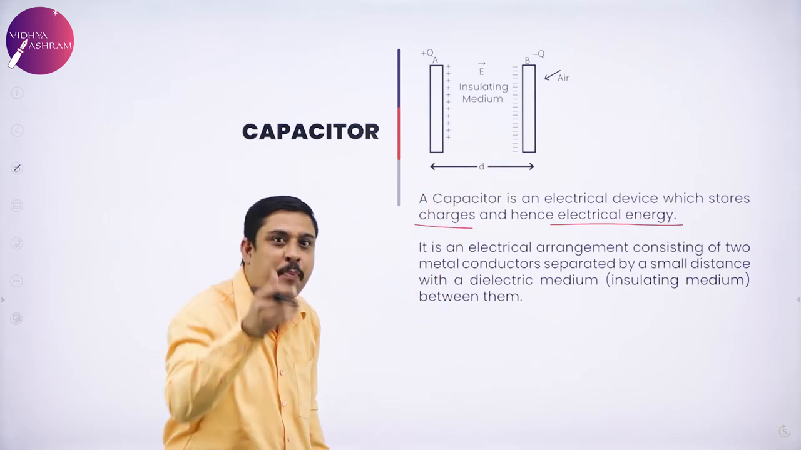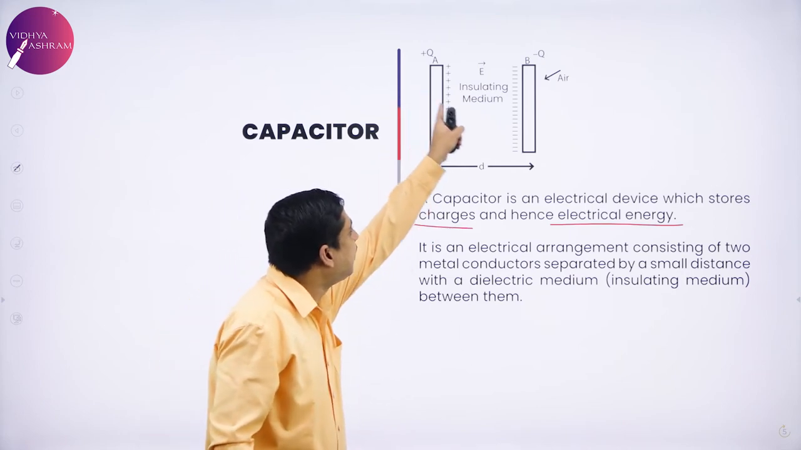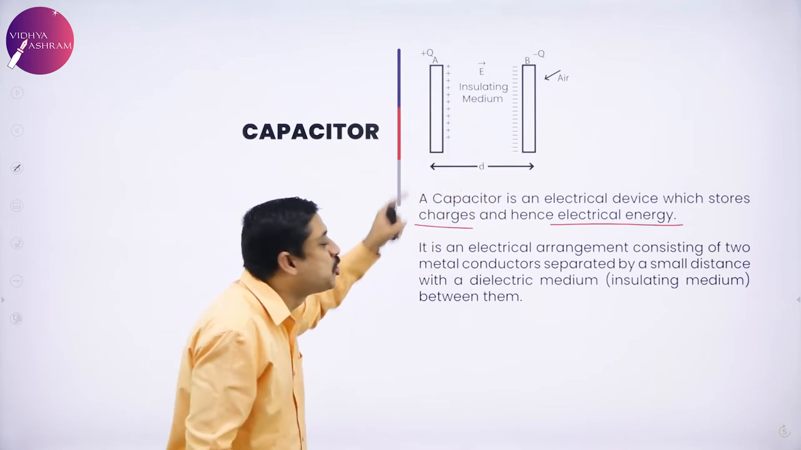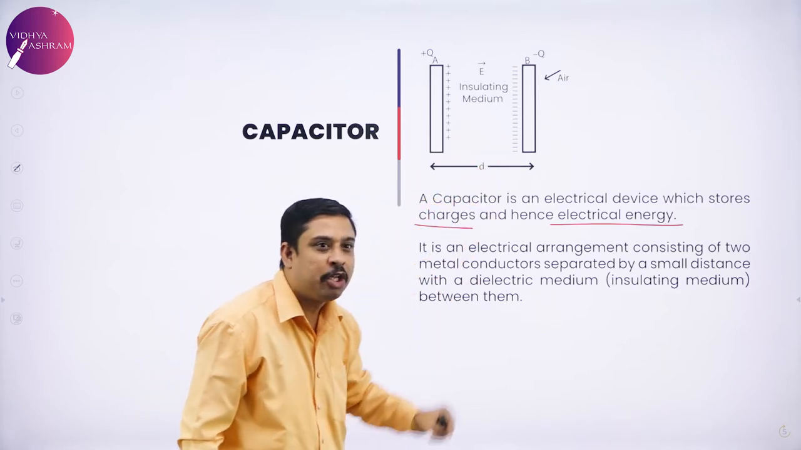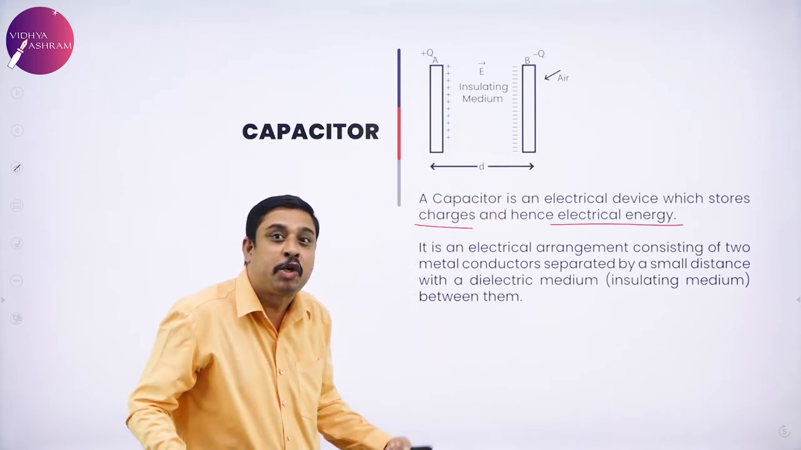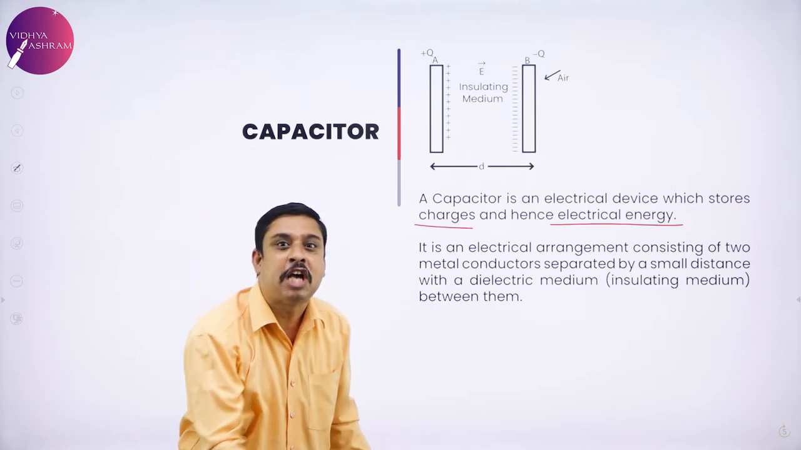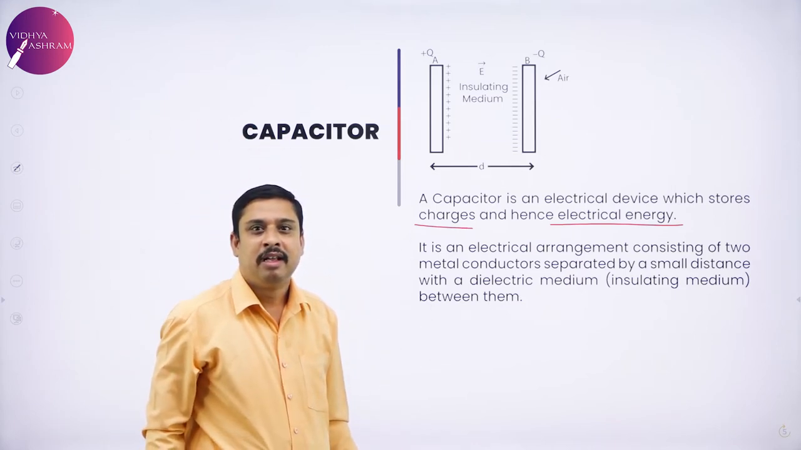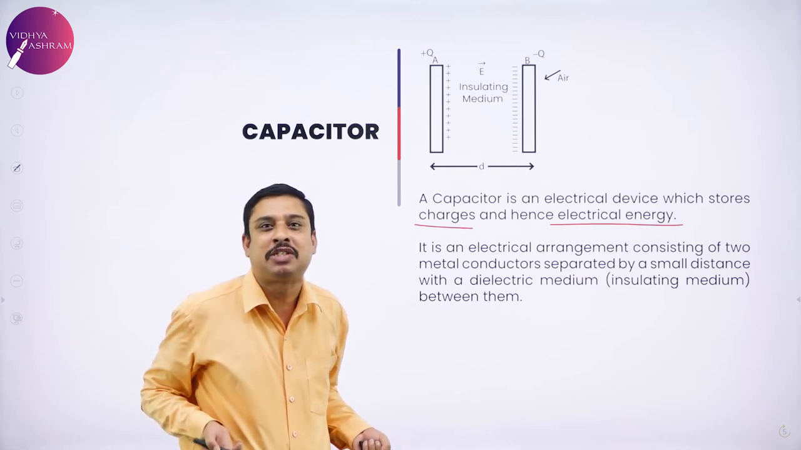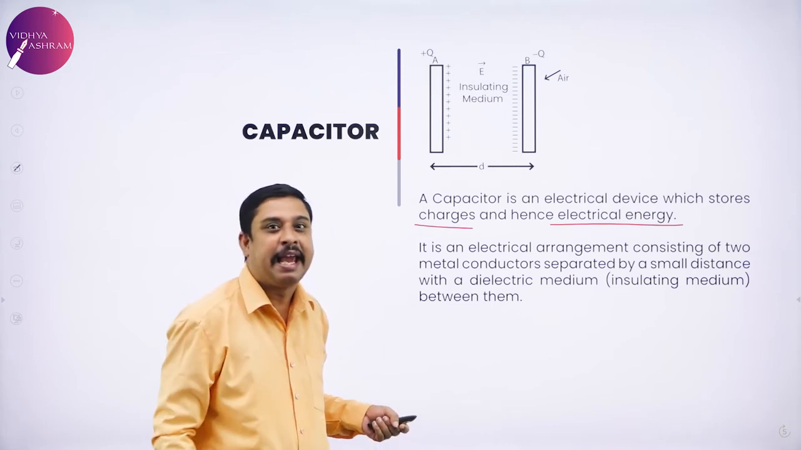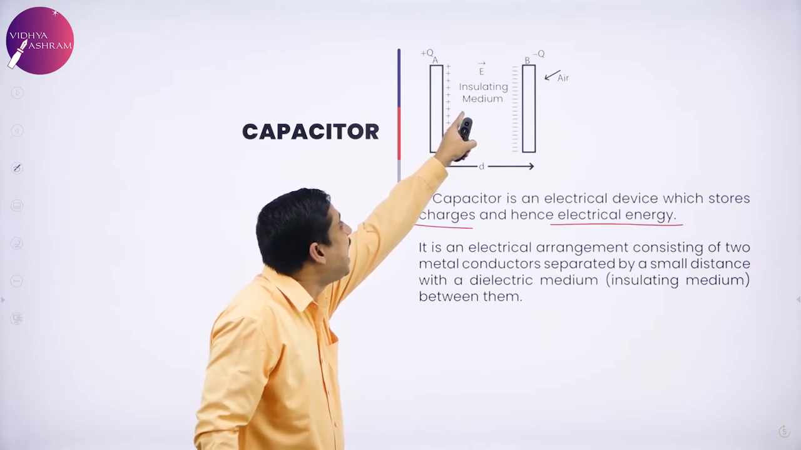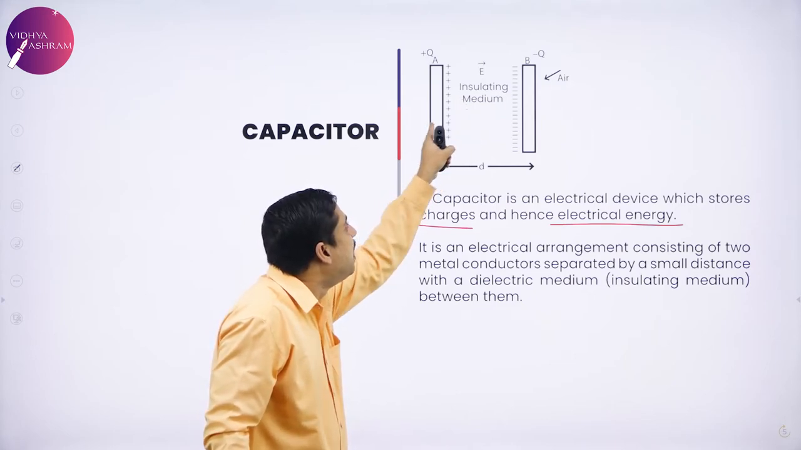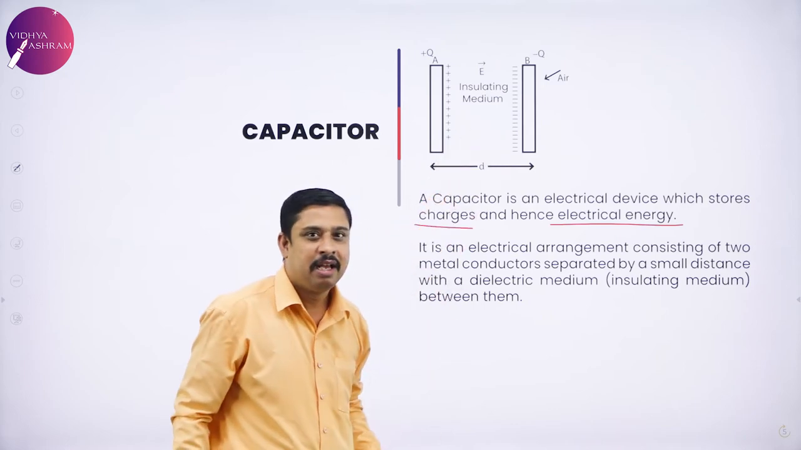Now there is every possibility that the charge gets neutralized because one is positive, the other one is negative. They get neutralized, and the effective charge becomes zero. Then how do I use it to store charges? That is why I place an insulating medium between the two plates.